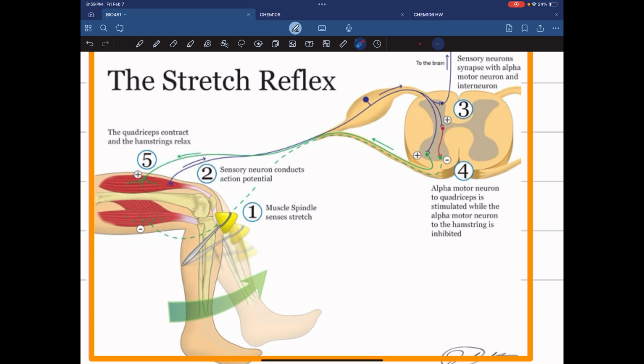So when we detect the stretch, it sends a signal to our spinal column. In there, we have some alpha motor neurons, while we also have interneurons. Interneurons are going to be what turns this right here into an IPSP and an EPSP. So that's going to contract our quadriceps to move with the motion to prevent overstretching, while this IPSP right here is going to come and inhibit our hamstring.